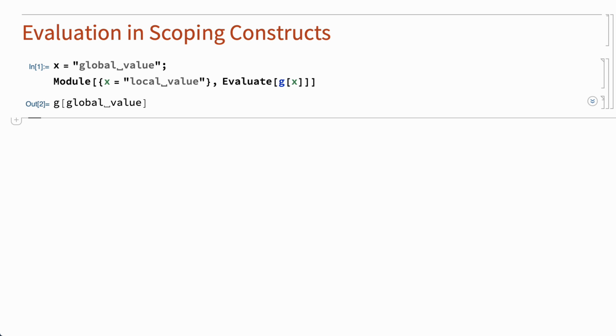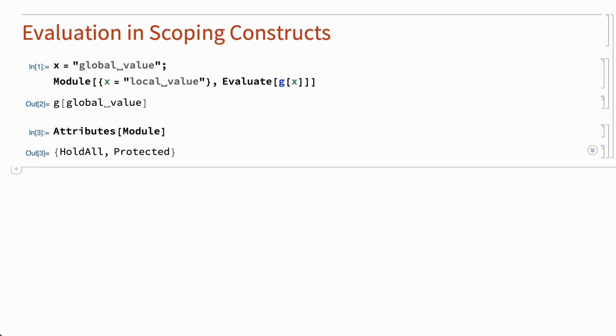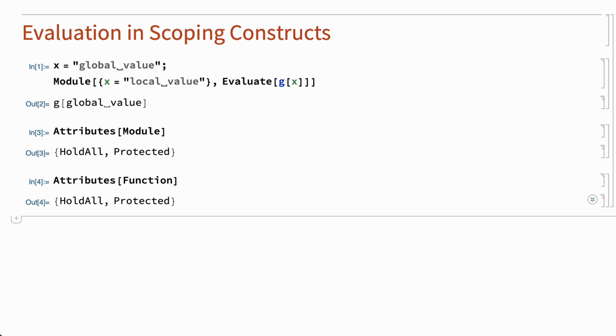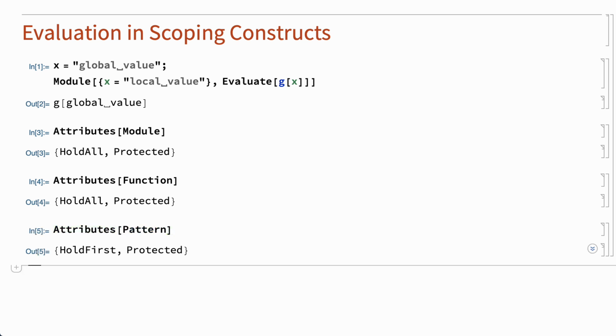The arguments in module are normally held unevaluated because module has the HoldAll attribute. Almost all scoping constructs have some way of holding arguments unevaluated. For example, the function also has the HoldAll attribute. The names of named patterns in rules and definitions are held unevaluated because Pattern, which is the function that is used to give names to named patterns, has the HoldFirst attribute.